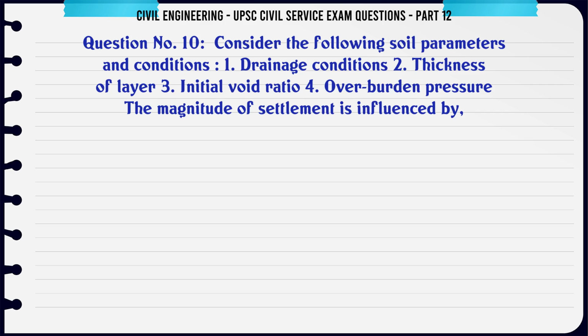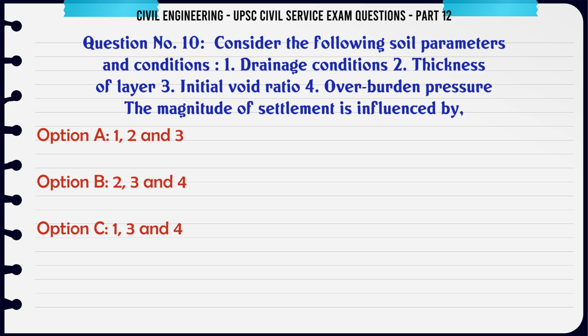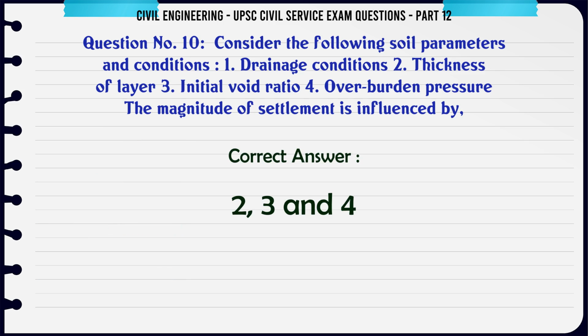Consider the following soil parameters and conditions. 1. Drainage conditions. 2. Thickness of layer. 3. Initial void ratio. 4. Overburden pressure. The magnitude of settlement is influenced by A. 1, 2 and 3, B. 2, 3 and 4, C. 1, 3 and 4, D. 1, 3 and 4. The correct answer is 2, 3 and 4.